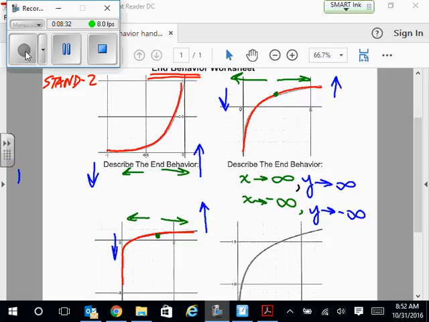The arrows down here actually represent the word approaches. As the x's approach infinity, the y's approach infinity. So here, these arrows aren't the drawn ones up here. They're just the way we say, as x approaches negative infinity, y does as well.